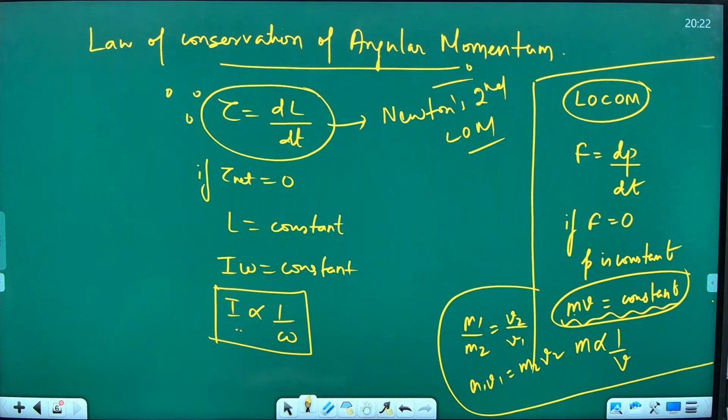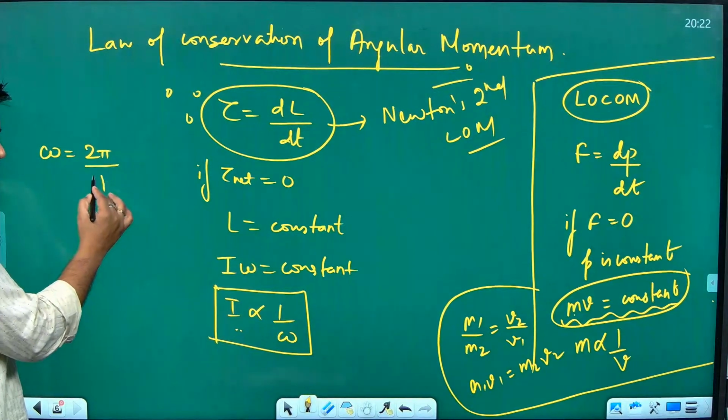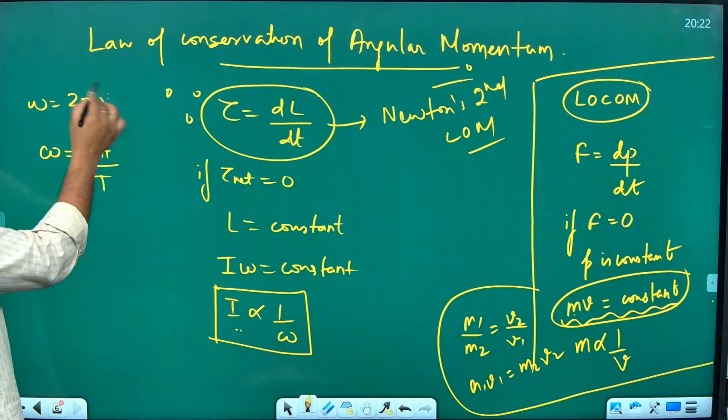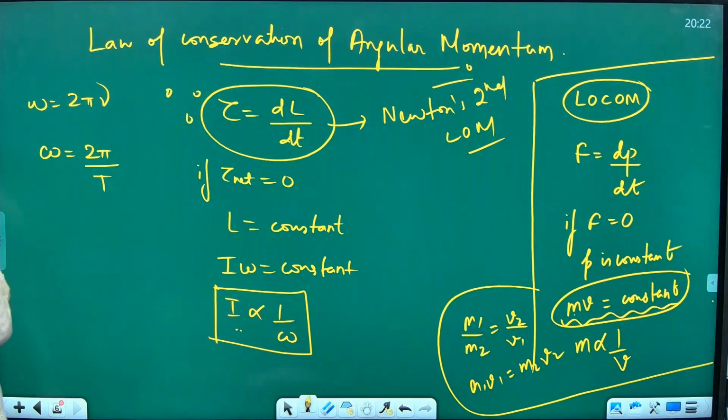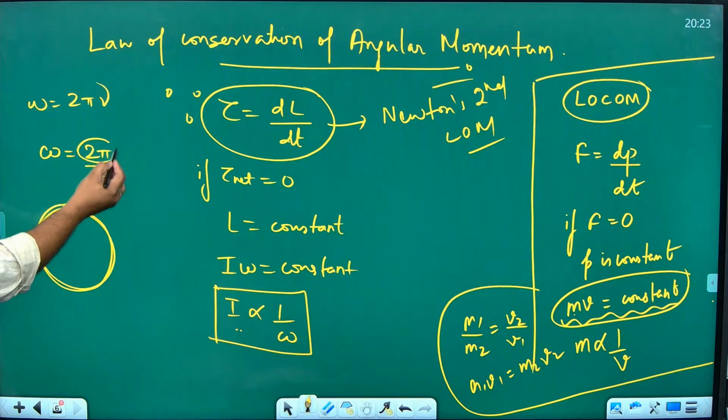Okay, some more hint is omega is equal to 2 pi by T. You know this? Omega is 2 pi nu. You know this? Angular velocity means, see, if something is moving in a circular path, then it covers from here to here. How much angle is covered? 2 pi radians. And how much time does it take? Time T. So the angle covered divided by time taken is the angular velocity.